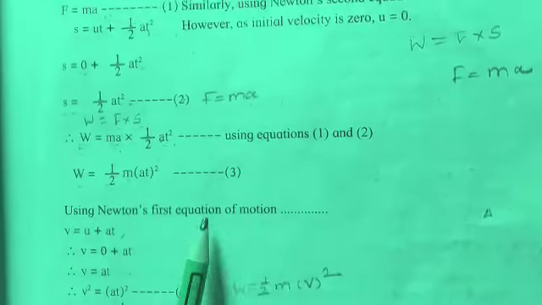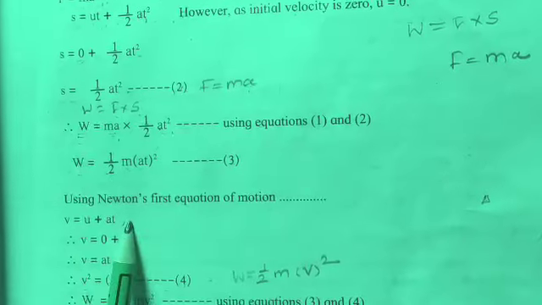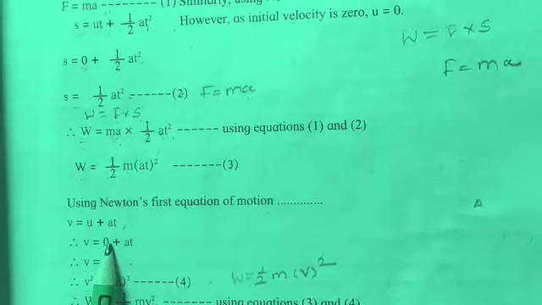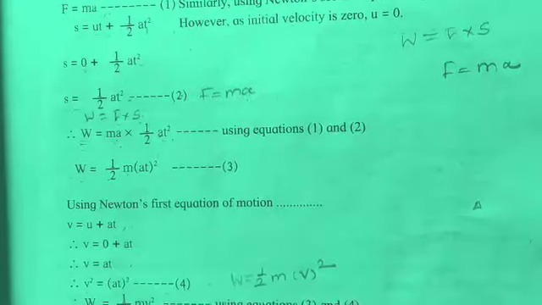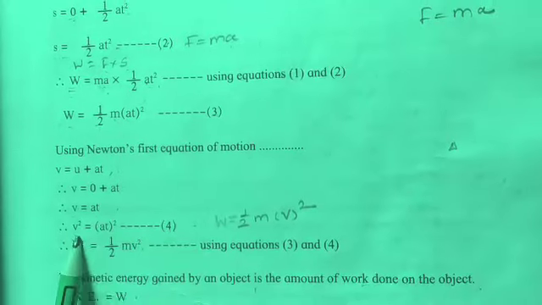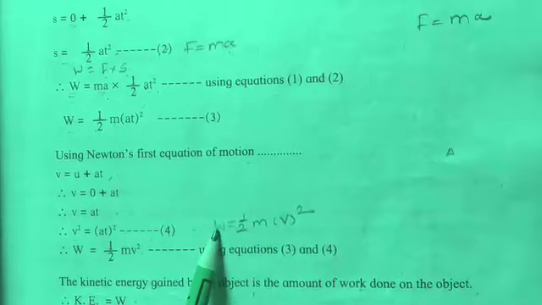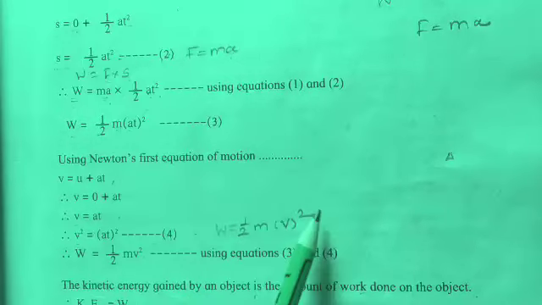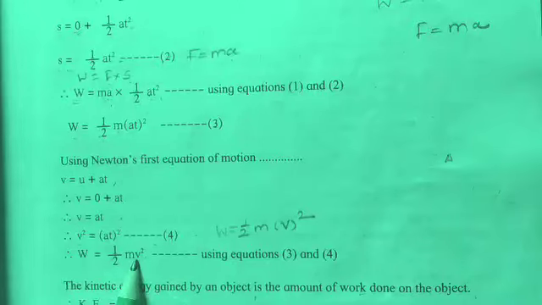Now, using Newton's first equation of motion, v is equal to u plus at. Initially u is equal to 0, so put here 0. So v is equal to 0 plus at. Therefore, v is equal to at. Now, v square is equal to at square. Because W is equal to 1/2 m into at square, substituting this value, W is equal to 1/2 mv square.